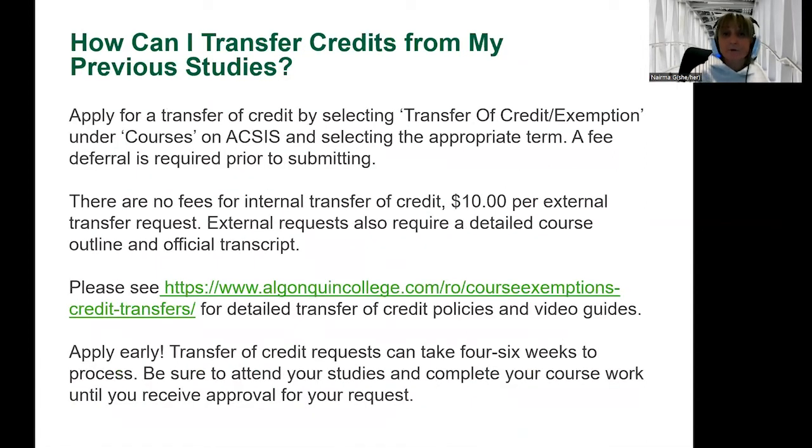How can I transfer credits from my previous studies? If you have taken a course previously at Algonquin College, you can apply for an exemption, which means that you won't need to retake a course you have already completed. Internal exemptions have no cost, and external exemptions cost $10 per course. External exemptions also require a course outline and transcripts. You can do this on Access account under Transfer or Credit Exemption.